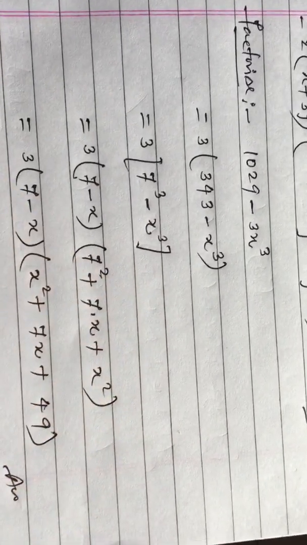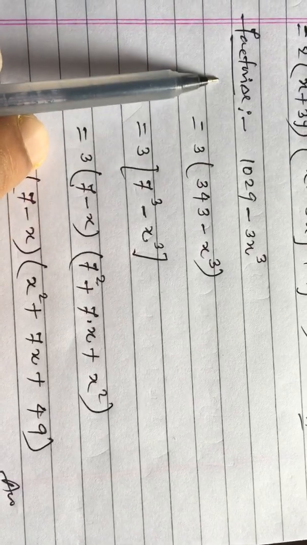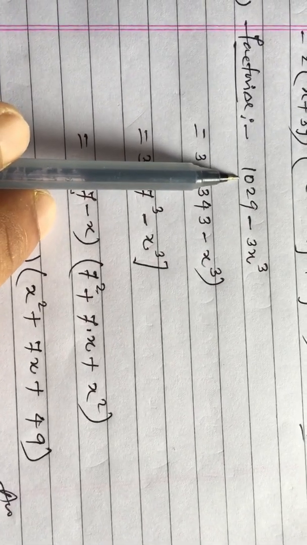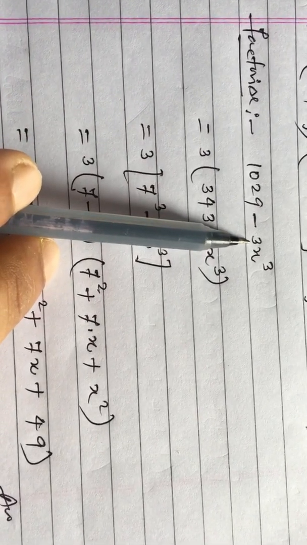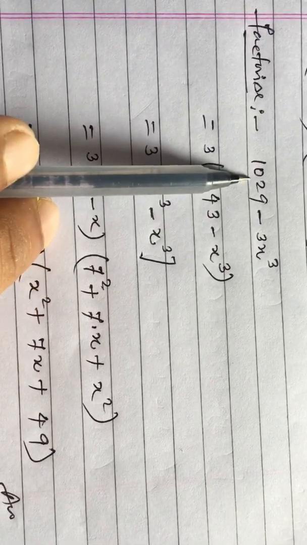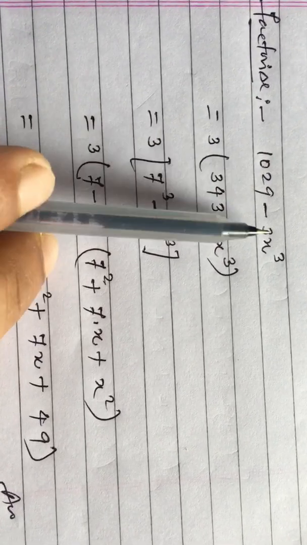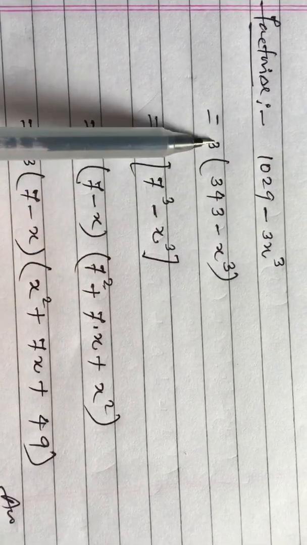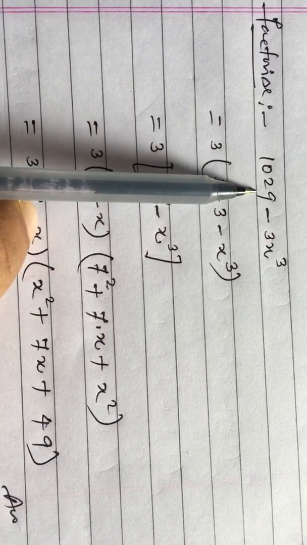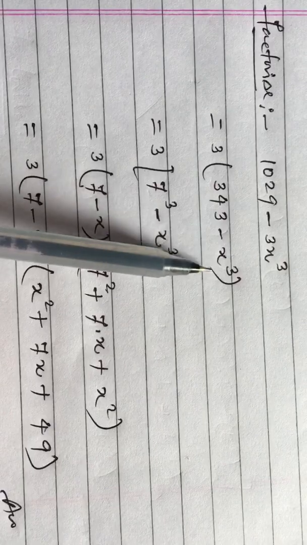Now see one more problem, factorize 1029 minus 3x cube. You can see here it is the perfect cube of x, but this number is not a perfect cube. If this number is not a perfect cube, take some common, because 3 is also there. So 3 we are taking as a common. On taking 3 as a common, here will be left 343. On dividing this by 3, 343 minus x cube.